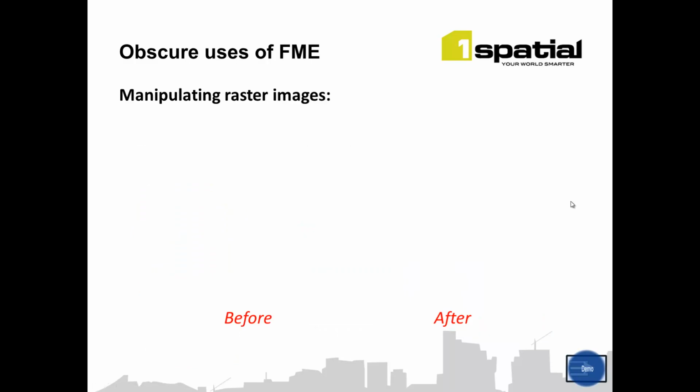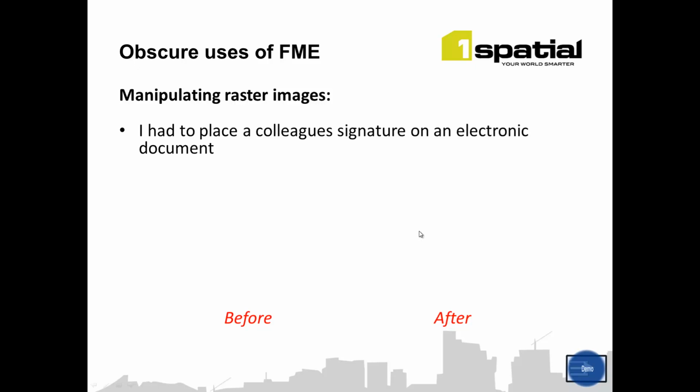Another obscure use of FME is working with raster data. Actually, I had a weird and wonderful requirement a few years ago. I was filling in a document for a customer, and I needed to get a number of electronic signatures on it. One of them was my own, which was easy to deal with. I got one sent to me from a colleague, and he went on holiday shortly after sending it to me.